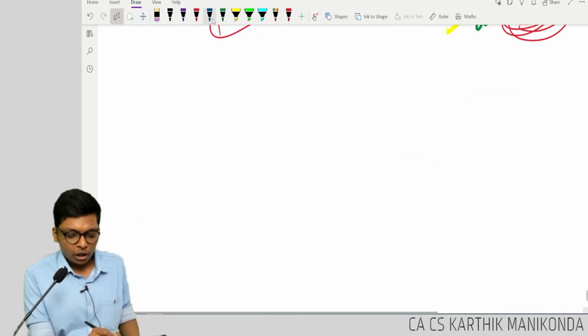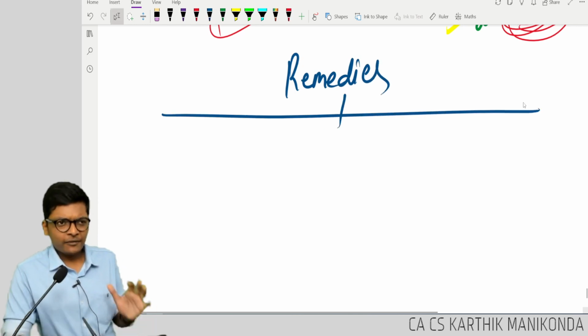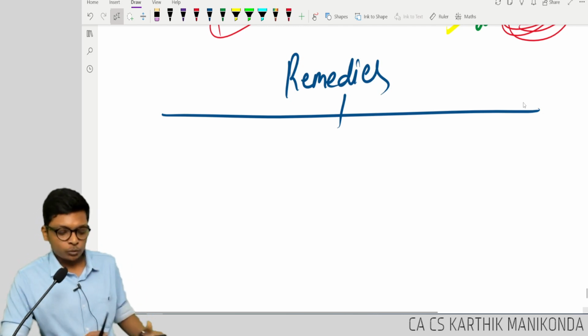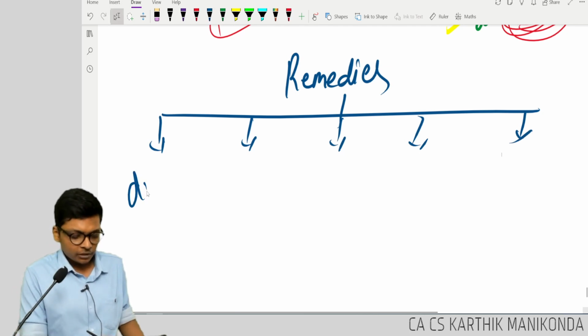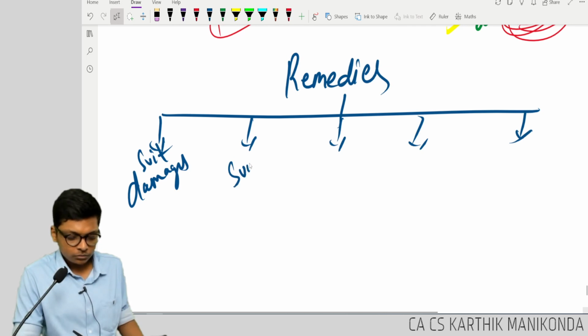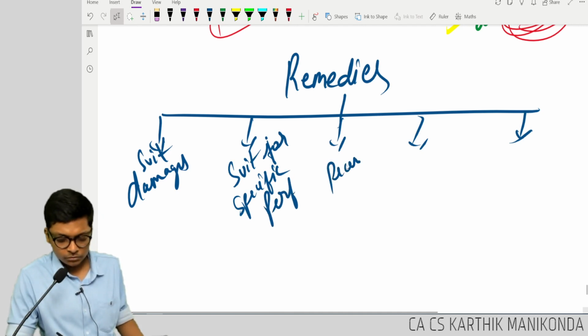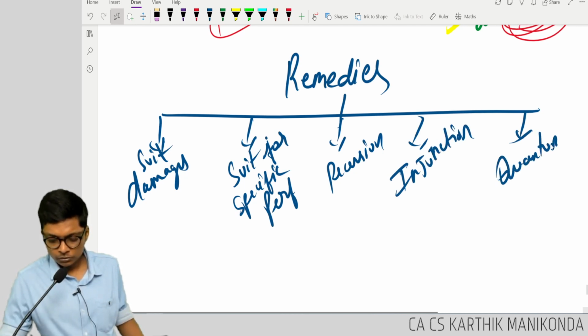Now let's look at what are all our remedies, guys. Simple chapter. They will not ask a direct question here. If it comes as a case study question to compute remedies, what will come? So we have 1, 2, 3, 4, 5 remedies. We have suit for damages, suit for specific performance, any order, guys, suit for rescission, suit for quantum meruit.